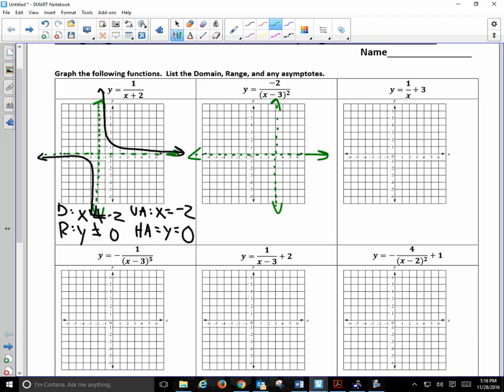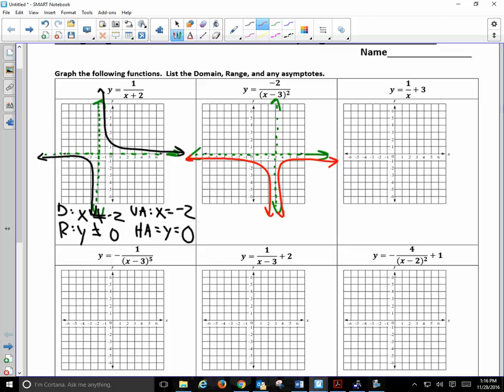Do you know which one this is? Below y, because of the negative. The 2 simply creates a vertical stretch, which we really don't show as we graph it. A +3 or a +1 would create the vertical or the horizontal asymptote to move them up or down.